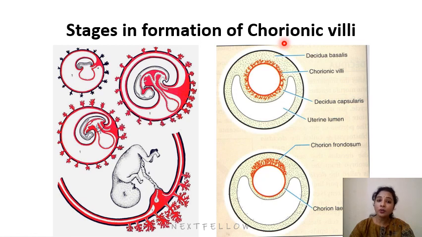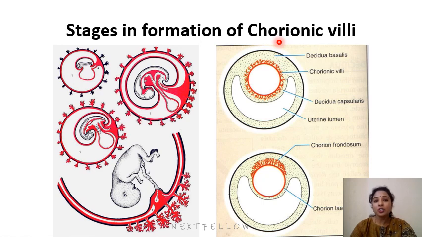So as the chorionic space enlarges, the chorionic villi in relation to the decidua capsularis get compressed and degenerated, and as a result that part of the chorion becomes smooth and is now called chorionic leave. Here we can see the chorionic villi, and on this side there are no chorionic villi, which is called chorionic leave, which left the developing embryo.